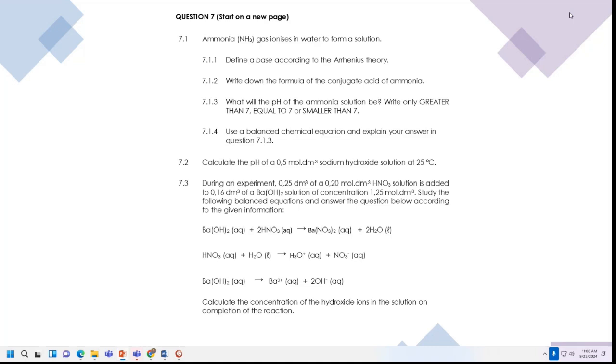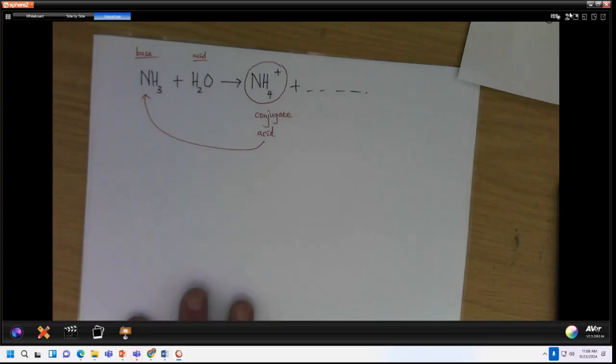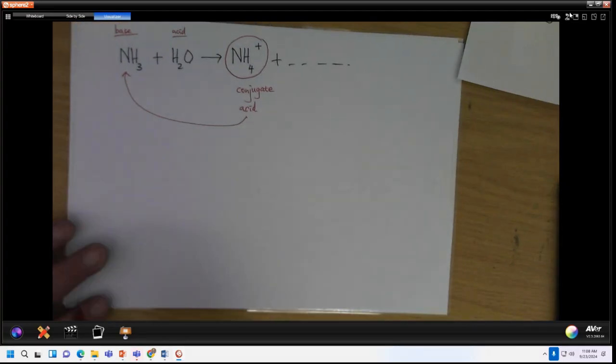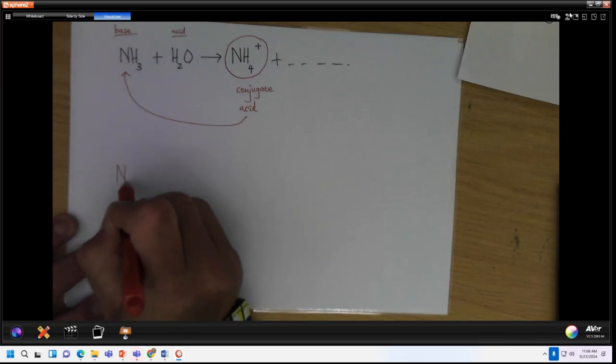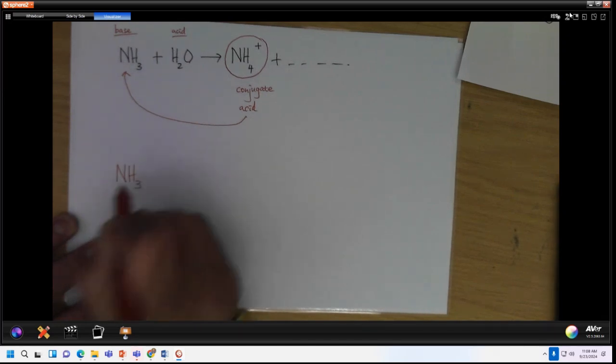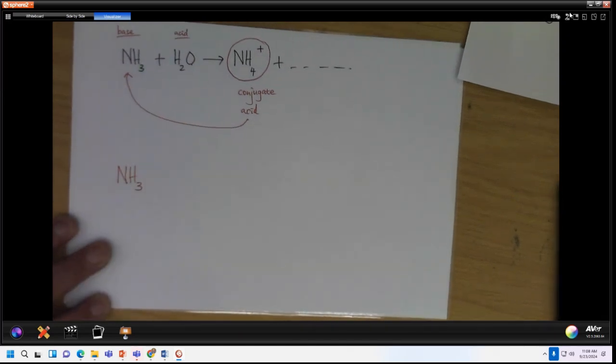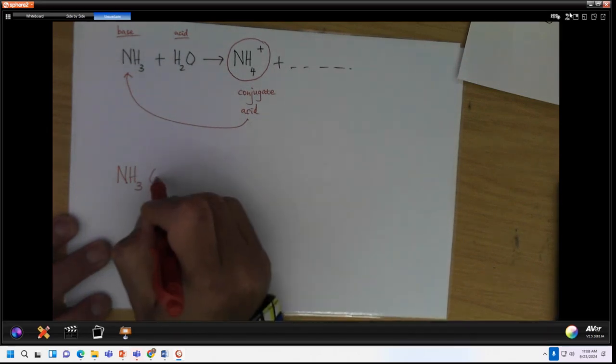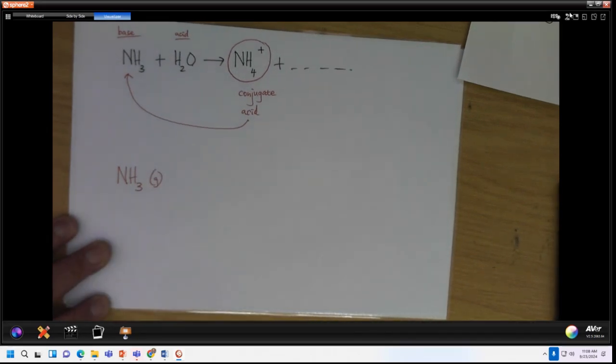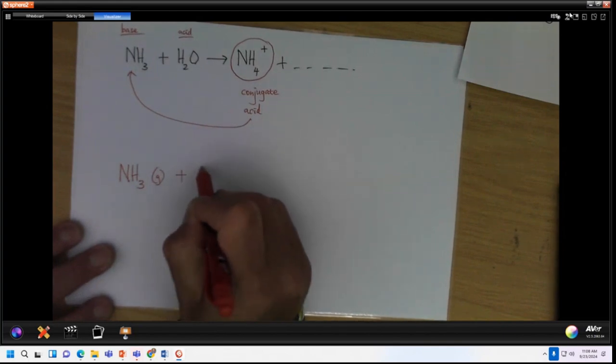7.1.4. Use a balanced chemical equation and explain your answer to 7.1.3. Well, that's quite easy. I started you off nicely. Let me just finish off. So we're going to start with NH3. That's the ammonia. And of course, we know that this is in its gaseous format. Then we're going to add water to that.